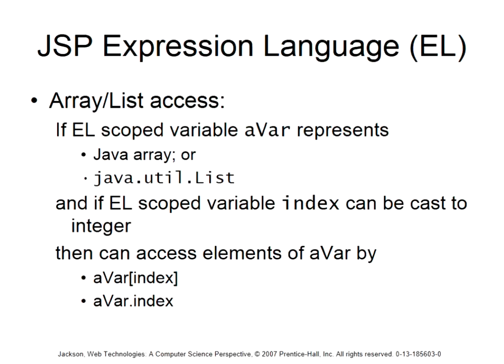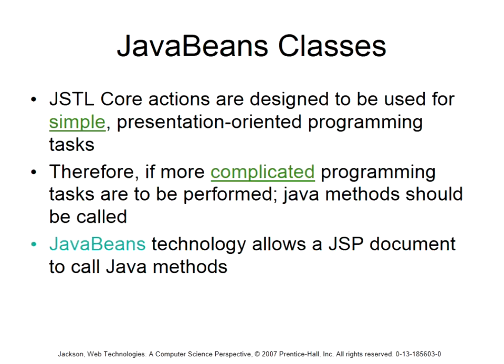Array and list access. If an EL scoped variable represents a Java array or java.util.List, and if the index can be cast to an integer, then we can access elements of the variable by a variable[index] or a variable.index. We will continue with Java Beans classes in the next session, inshallah.